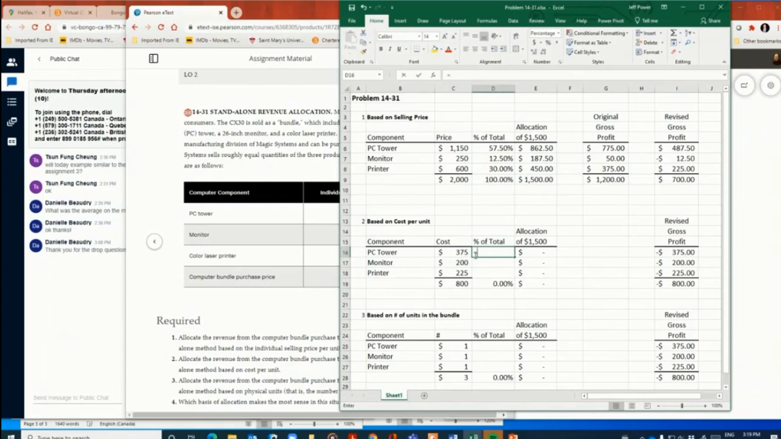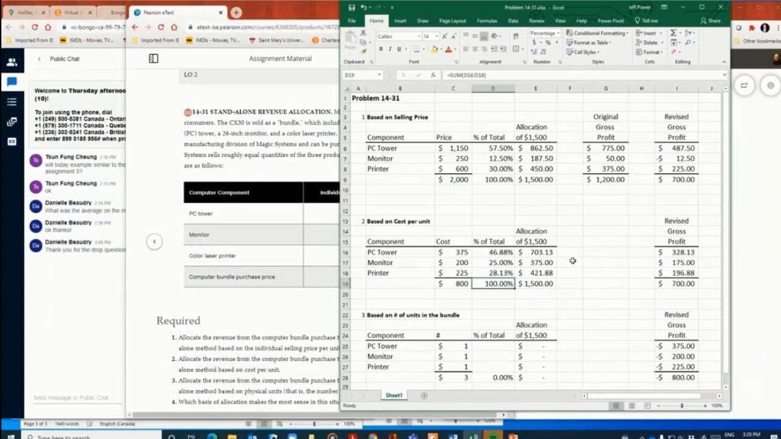Well, we're going to get 375 as a percentage of 800, or 46.88%. And for the monitor, because the monitor, relatively speaking, is more expensive because they have a lower profit margin, they're going to get 25% of the revenue because they've got 25% of the cost. And the printer division, they're just going to get a little bit more than 25%, but not a lot more, 28%.